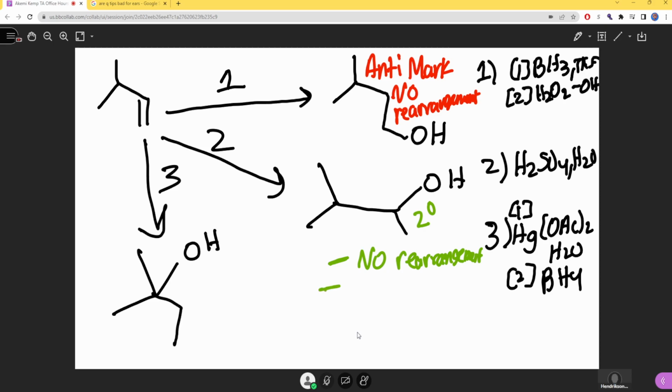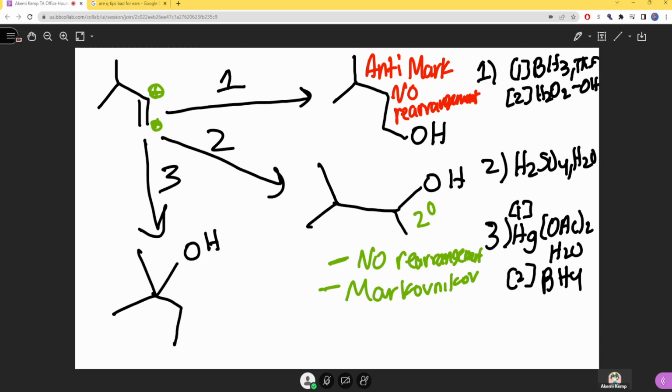So it still is Markovnikov, though. The OH did end up on the more substituted side of that secondary carbocation, because after the bond breaks, you can form either a primary or a secondary. It's just that there was no rearrangement that happened. So OH still did end up on a more substituted carbon. So it is Markovnikov. It's just that there was no shift.